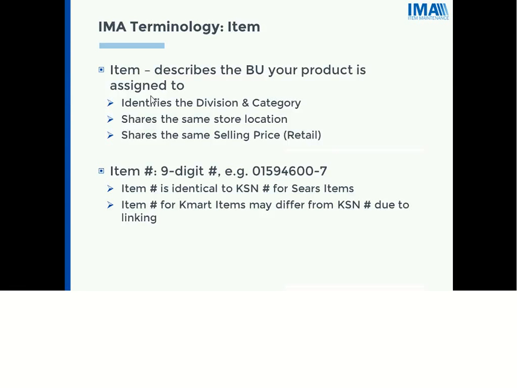Also, everything on an item shares the same store location. It also shares the same selling price. So an item number is the 9-digit number, and it's usually identical to the KSN. For Sears items, it will always be identical to the KSN. For Kmart items, it could be different due to a process called linking.